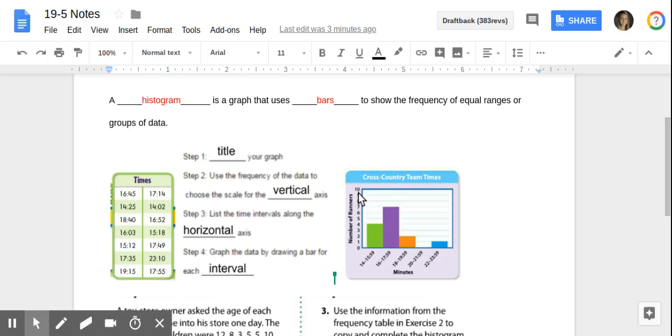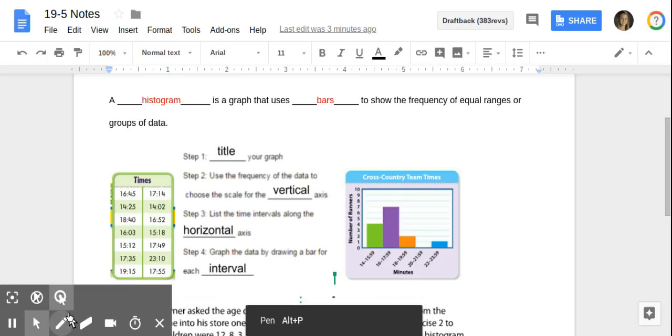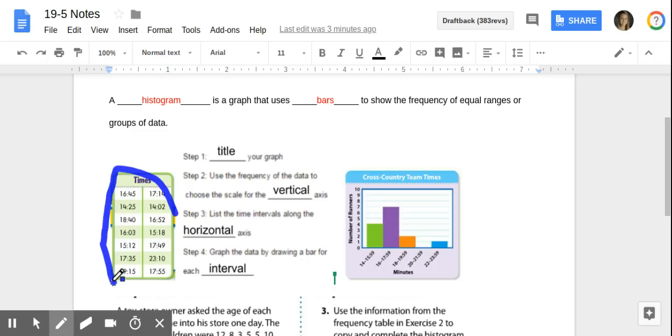Step two is to use the frequency of the data to choose the scale. So we look over here. These were the times we had. They range from, let's see, the fastest time was in the 14s, and the slowest time was in the 23 range. So we have to figure out how we're going to break that apart. And we broke it apart in 1 minute, 59 seconds, so basically 2-minute intervals. And then they displayed their data that way.